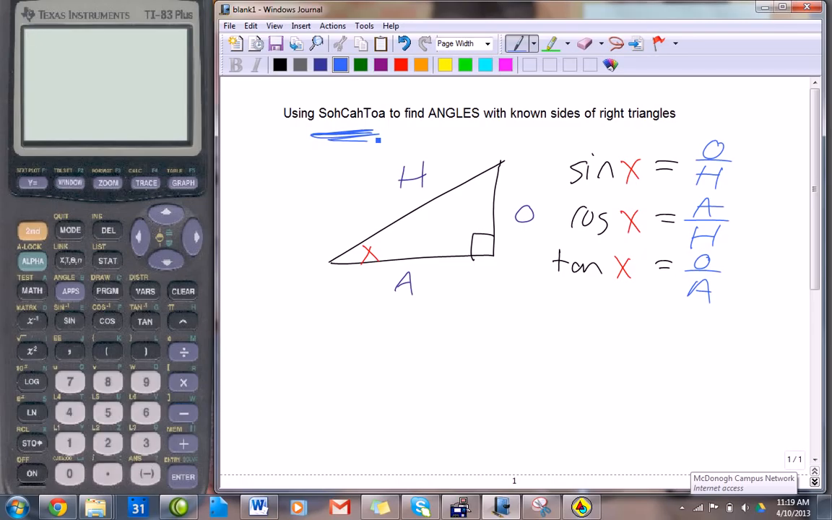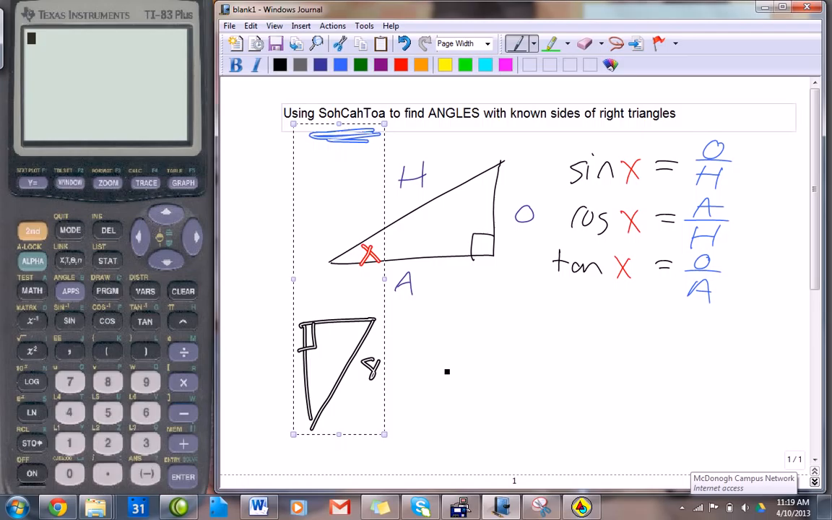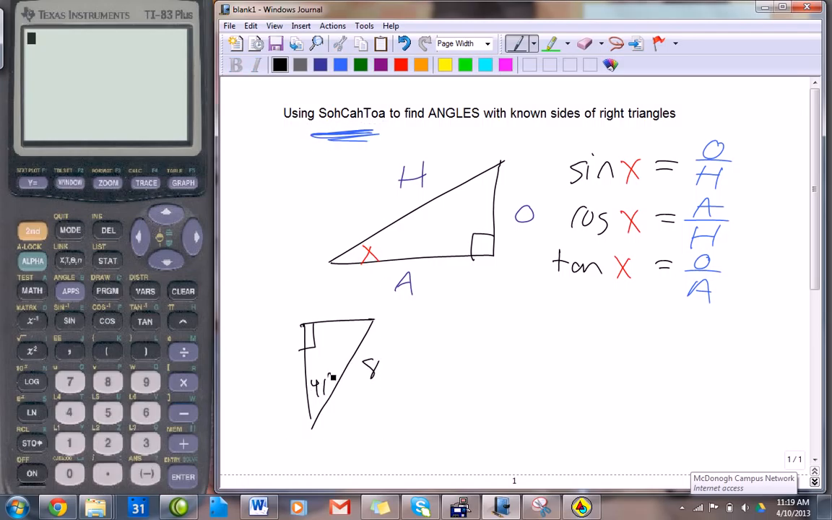So that said, here's a quick review problem. What if I wanted to find the sides? Let's look at that triangle. Let's say the hypotenuse is 8, and let's say this angle right here is, I don't know, 41 degrees. Let's say I wanted to find this side right here, we'll call that x. Based on this reference angle, 41 degrees, the side x I'm looking for would be my opposite, and I know the hypotenuse, which is 8.